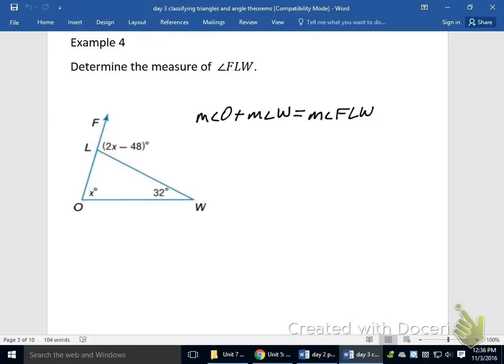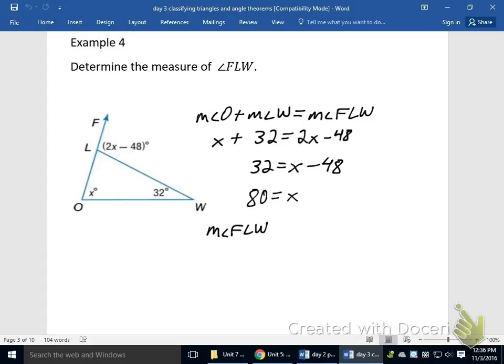And so what I'll do is I'll go ahead and drop in x plus 32 equals 2x minus 48. Substituting in my expressions, I will subtract the x from both sides and add the 48, that brings it up to 80, equals x. And now, to finish up the problem, the measure of angle FLW is going to be 2 times 80 minus 48. And when you simplify that down, the measure of angle FLW is 112 degrees, and we are done with the problem.